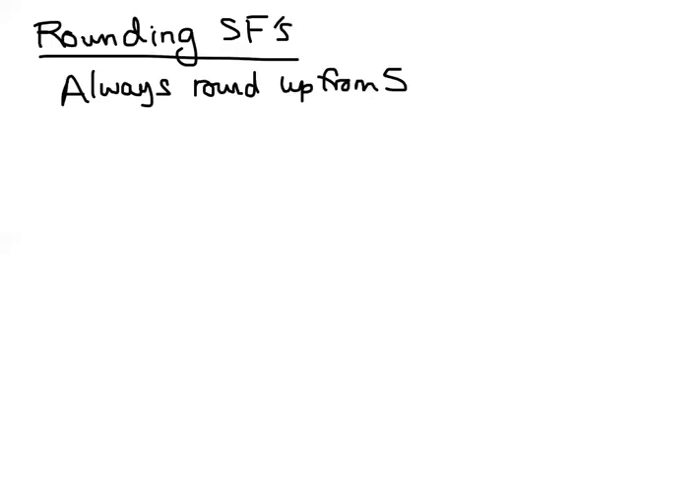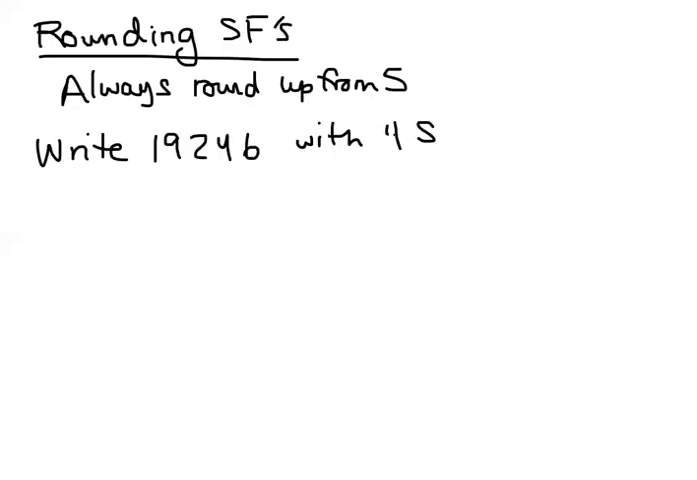So rounding is really important when it comes to changing the number of significant figures you have in a particular number. So if I wanted to write 19246 with 4 significant figures, how many does it have right now? 5. So I want to end the significant figures in the tens place. This is when we round up and we place a placeholder 0 in the ones place, okay?